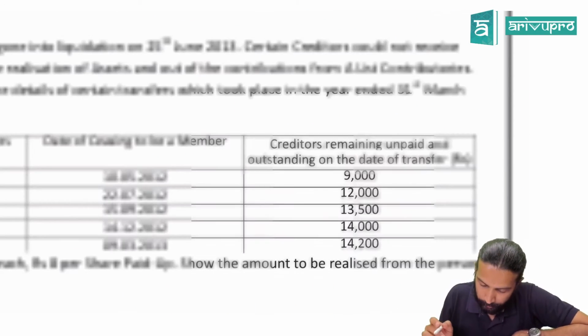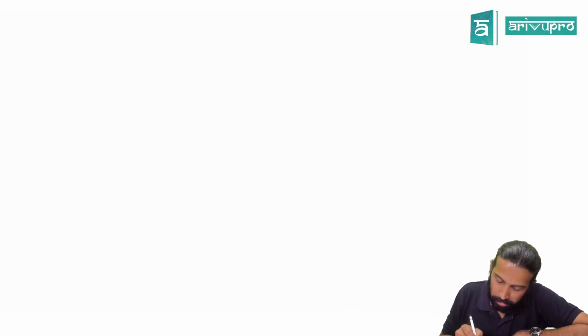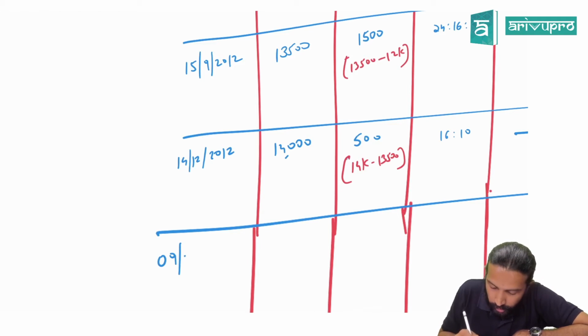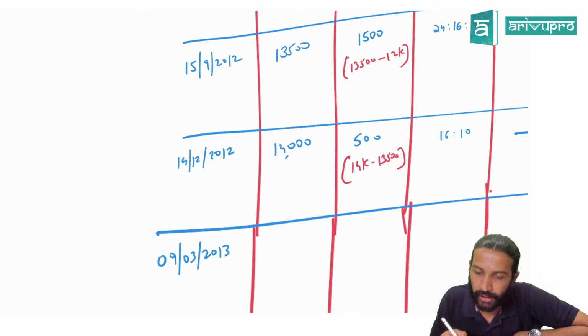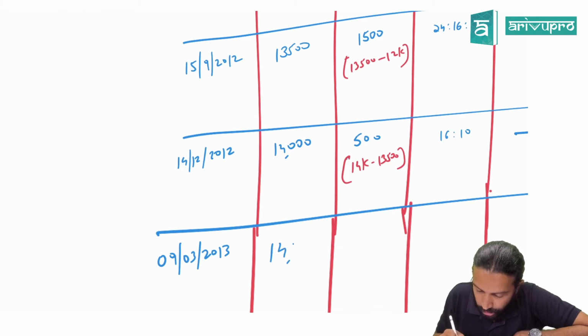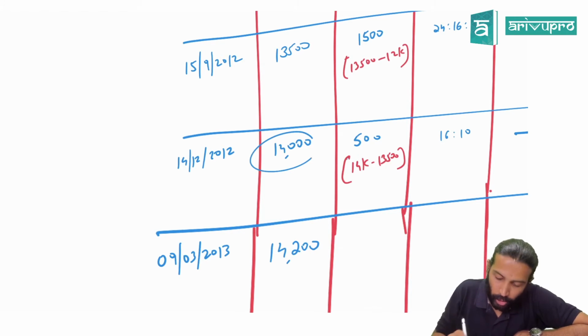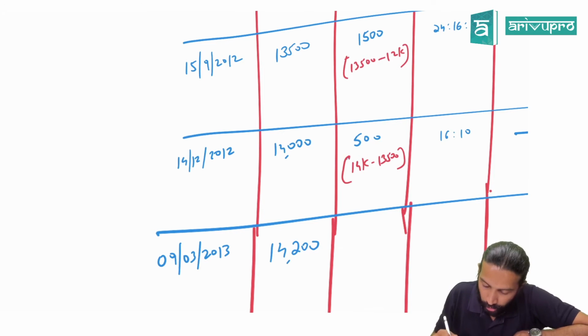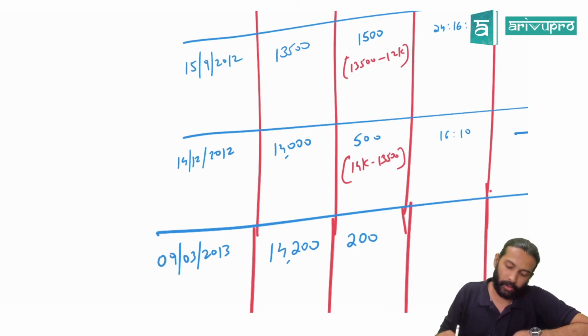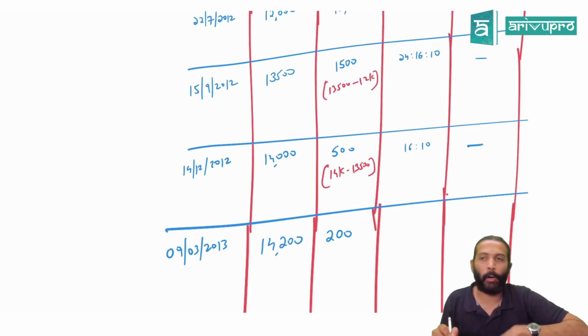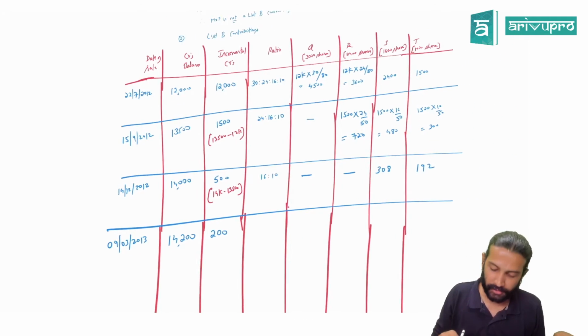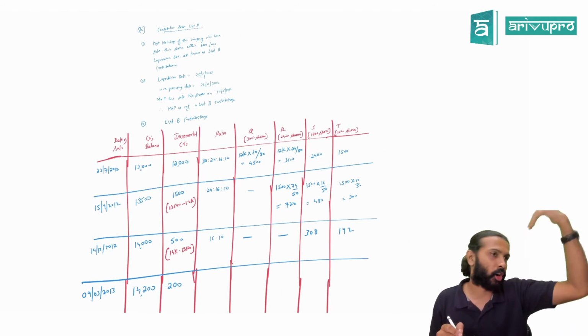Which day was the sale happened? Sale happened on 9th March 2013. On 9th March, what was creditors ka balance? They have told, sir, 14,200. From 14,000, it has become 14,200. So how much is the increase? 200. On 9th March, only one guy is the shareholder. Who is that? Q, R, S, all of them have gone.